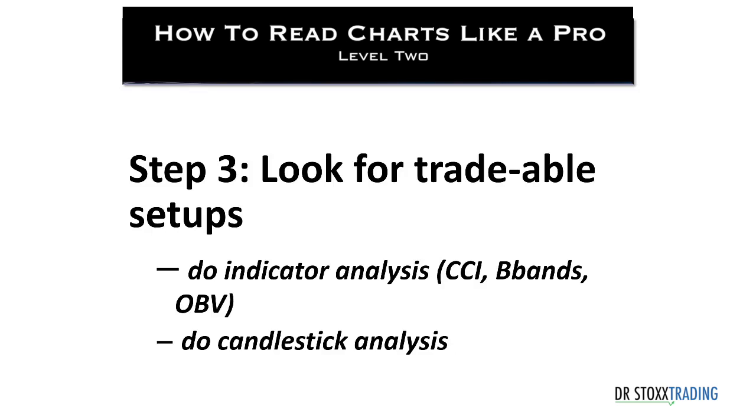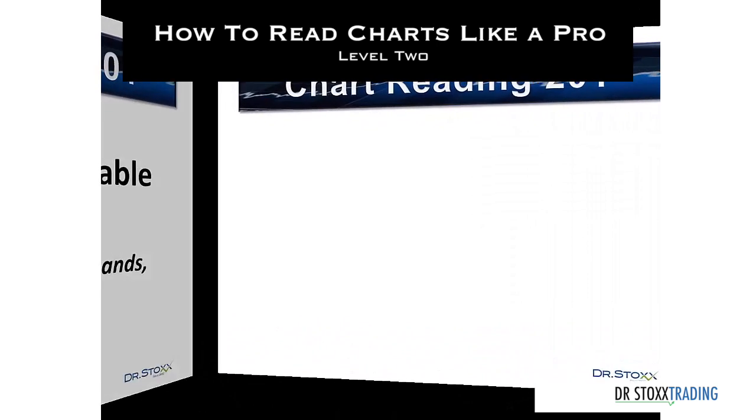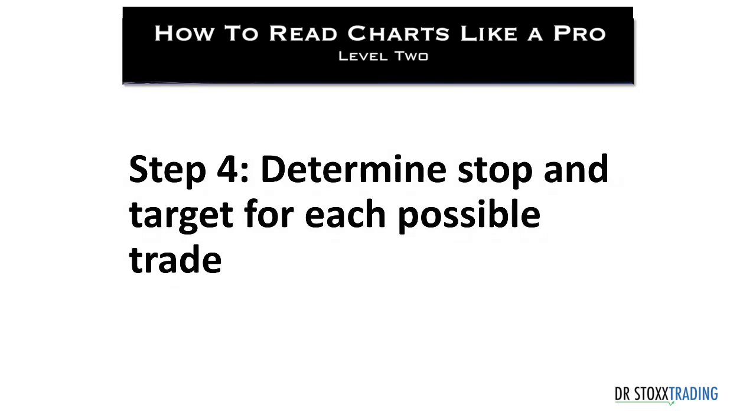In a group of 50 to 70 charts, you should find a really healthy handful of charts that are ready to go, ready to buy or sell short on any given day. Step 4 is determining your stop loss, where you're going to set your stop loss and where you're going to set your target price. By the way, you're only doing this on the charts that have those passable entries that you determined in step 3.